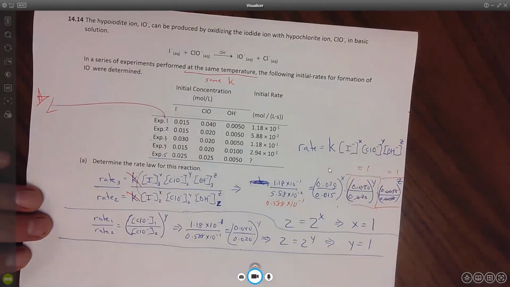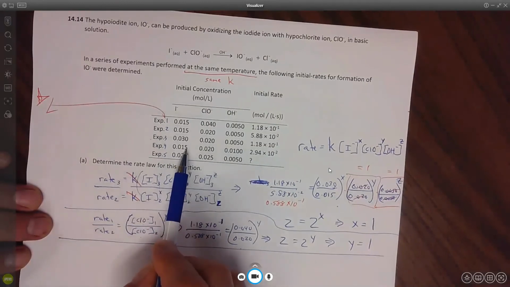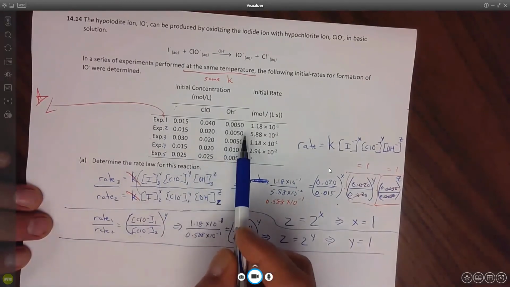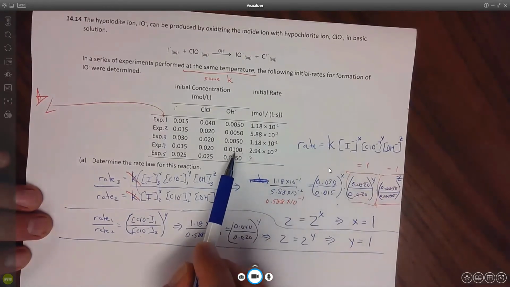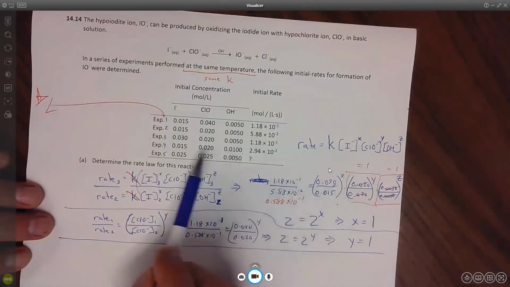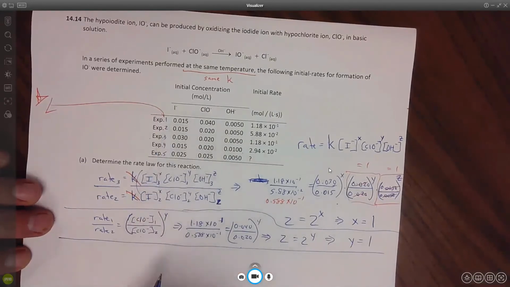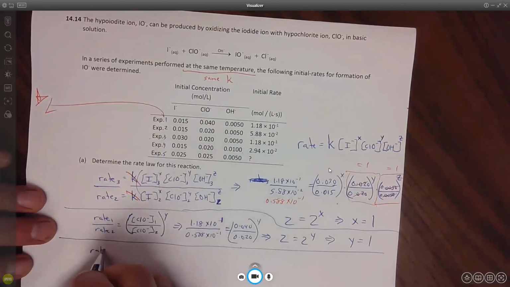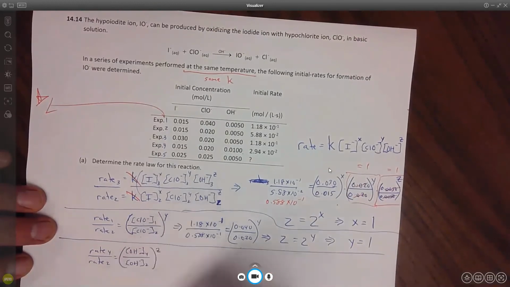Two and 4. Okay, so in 2 and 4, the iodide isn't changing and the hypochlorite isn't changing, but we doubled the hydroxide. Now I'm going to put the hydroxide on top. So that's going to be experiment 4 over 2, right? The rate of 4 over the rate of 2 is equal to the hydroxide ion concentration of 4 over the hydroxide ion concentration of 2 raised to the Z.